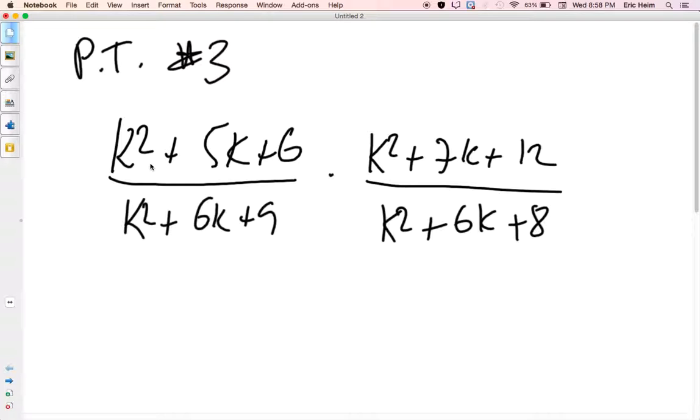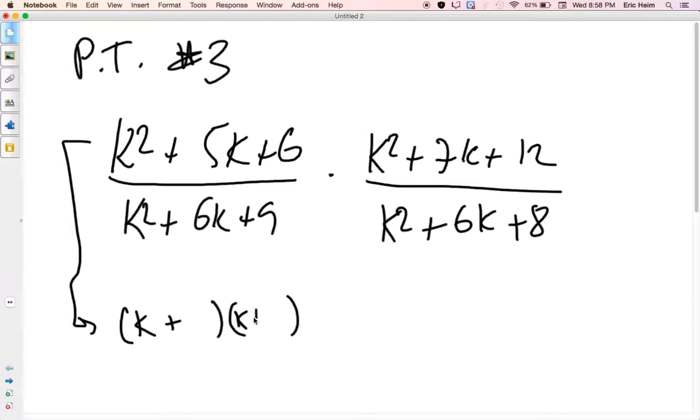So for this one, again, we want to use FOIL. On top we want two expressions that multiply together to make k squared: first, outer, inner, last, right? So k and k. K first would make k squared. I'm going to guess they're both plus, because both of these are plus. Two numbers that multiply to make 6 and add to make 5. Well, two numbers that multiply to make 6 would be 3 and 2, or 2 and 3. Won't matter because they're both k here.